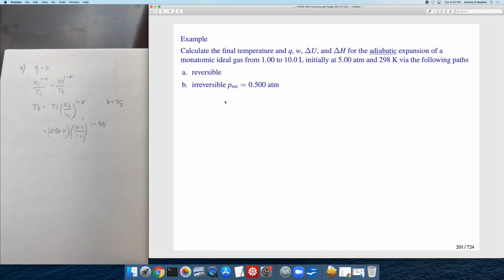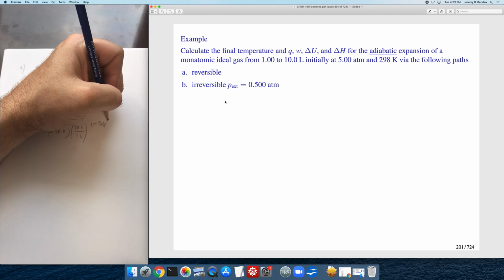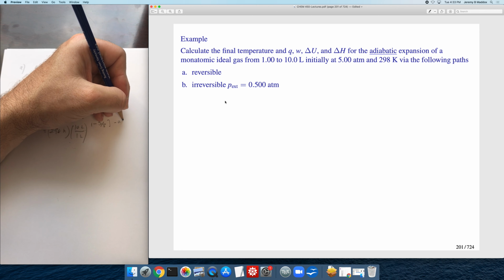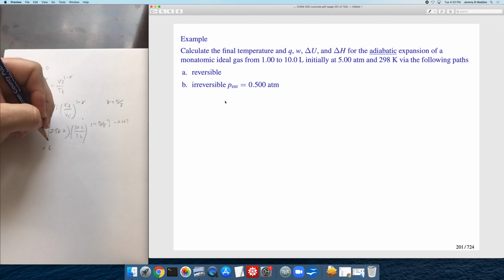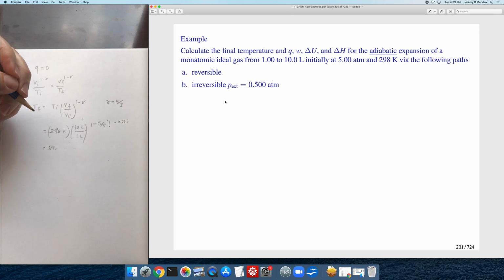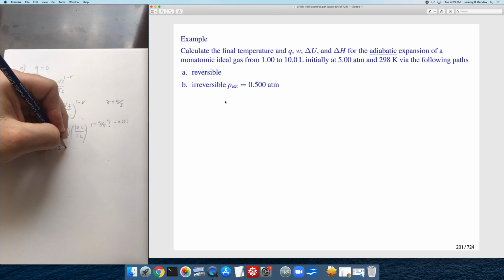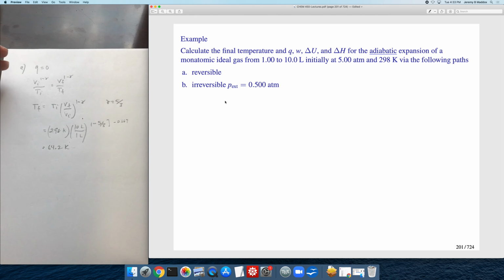It's helpful just to evaluate that. So 1 minus 5 divided by 3, right? That exponent is minus 0.667. So we'll take 10 to the 0.667, use the minus sign, and then multiply that by 298 Kelvin, and so we get a temperature drop down to 64.2 Kelvin. That's our final temperature.